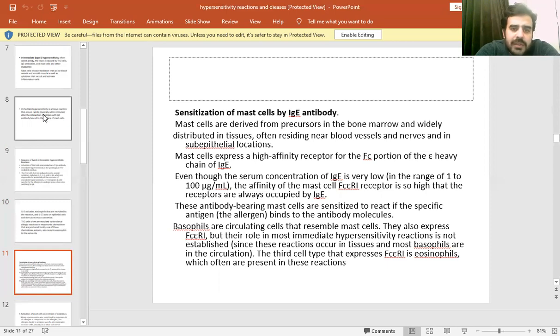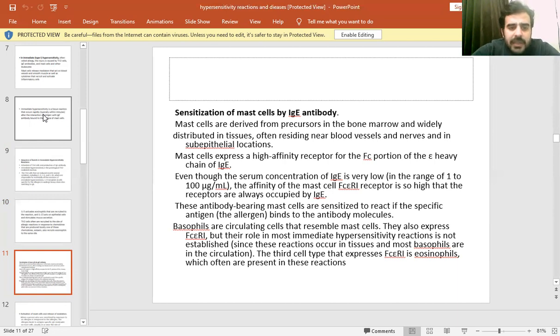They are derived from precursors in the bone marrow and widely distributed in tissues, residing near the blood vessels and nerves, and also in the subepithelial locations. They have higher affinity receptors for the constant portion of the IgE antibody. The serum concentration of IgE, as you know, is very low, in the range of 1 to 100 microgram per ml. But the affinity of the mast cell receptor is so high that the receptors are always occupied by the IgE antibody.